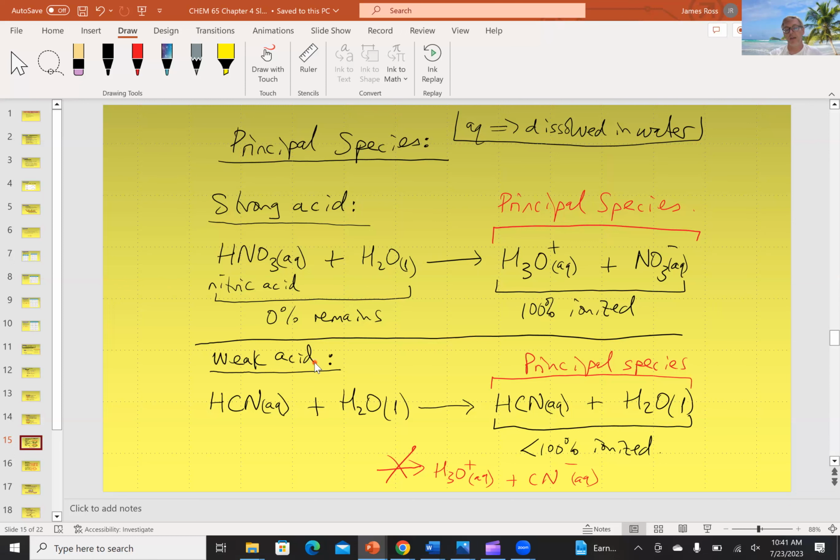Weak acids, on the other hand, for example, cyanic acid, HCN, is a weak acid, and so its principal species is molecular. We just write it exactly the same. So HCN. We don't write it as H3O plus CN minus. Why? Because it's not a strong acid, it's a weak acid.